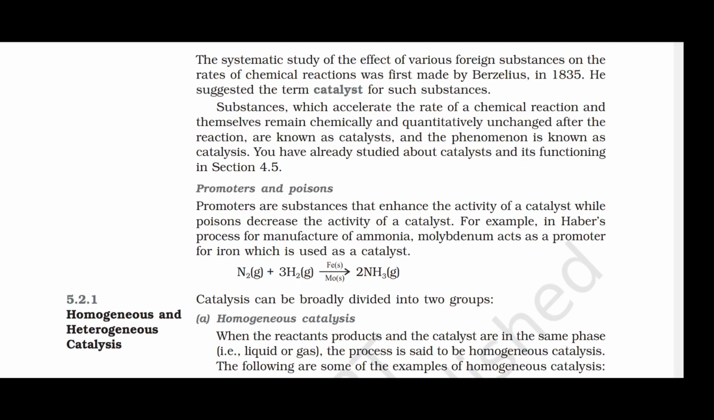Promoters and poisons. Promoters are substances that enhance the activity of a catalyst, while poisons decrease the activity of a catalyst. For example, in Haber's process for manufacture of ammonia, molybdenum acts as a promoter for iron, which is used as catalyst. N2 gas plus 3H2 gas in the presence of molybdenum solid and iron solid gives ammonia.